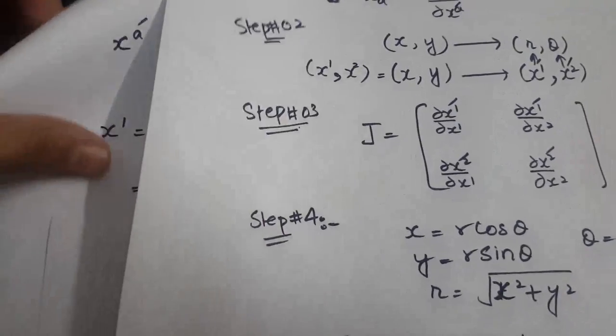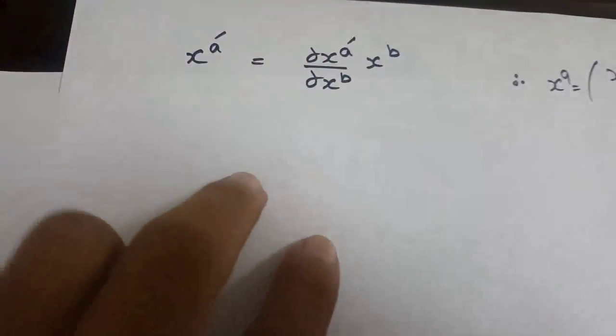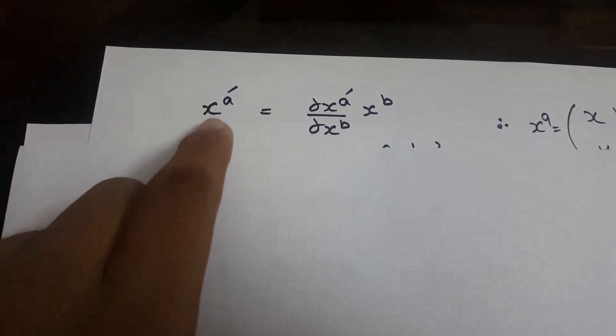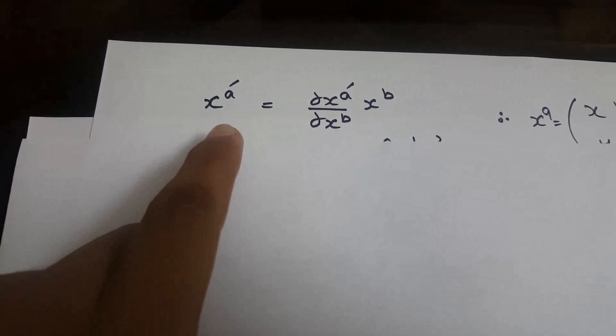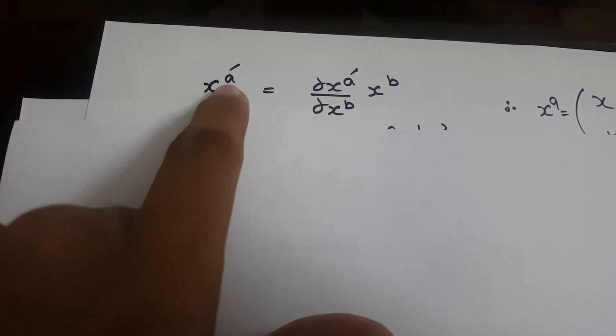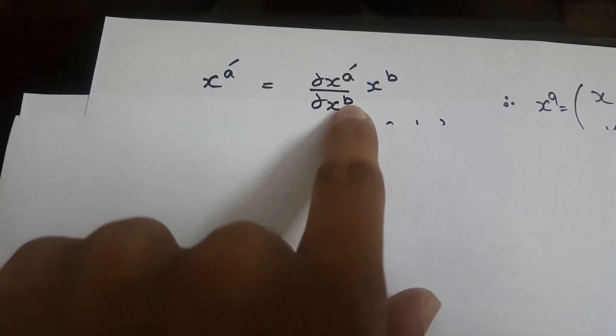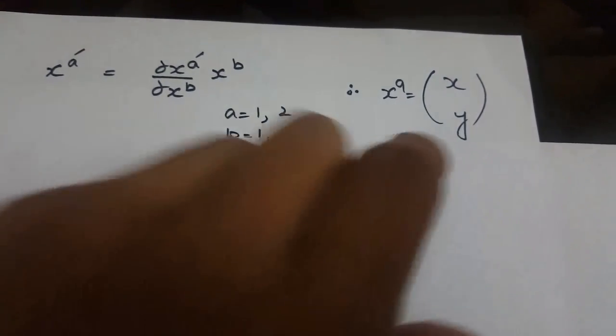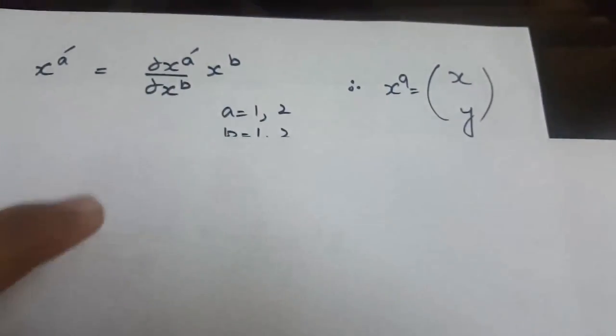And step number 6 is the final step, that is our transformation law, contravariant transformation law. You already know we choose contravariant transformation law written in the back page, that looks like this. And we already know that A can have two values, that is 1 and 2. Similarly, B can have two values, that is 1 and 2. And then in the question, we have xA equal to x and y. So we are going to transform this Cartesian into now polar coordinates.